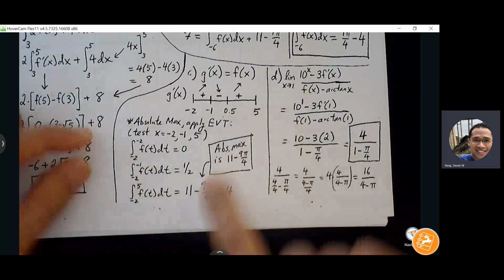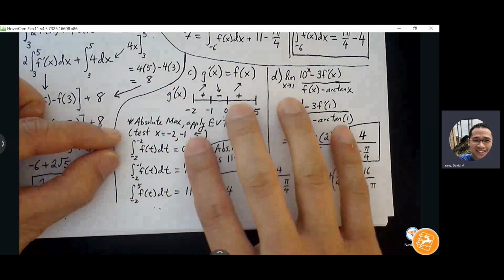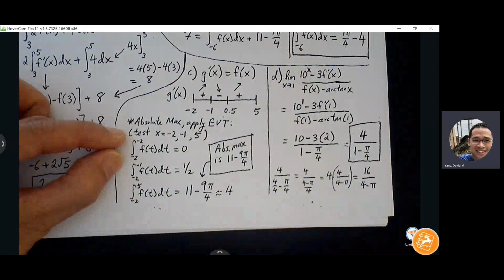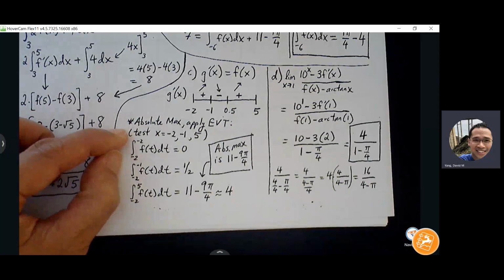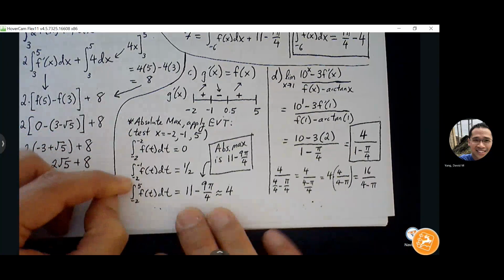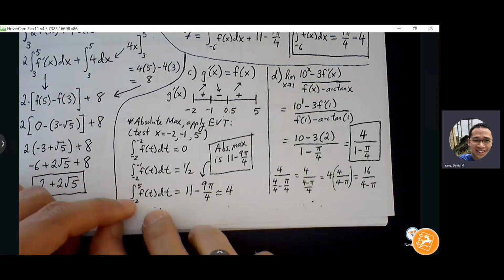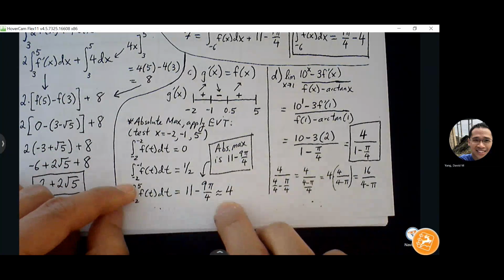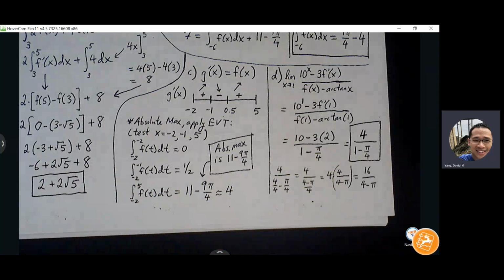So f of -2, sorry, integral from -2 to -2, that's 0. -2 to -1, that's 1/2. -2 to 5 is 11 minus 9 pi over 4.